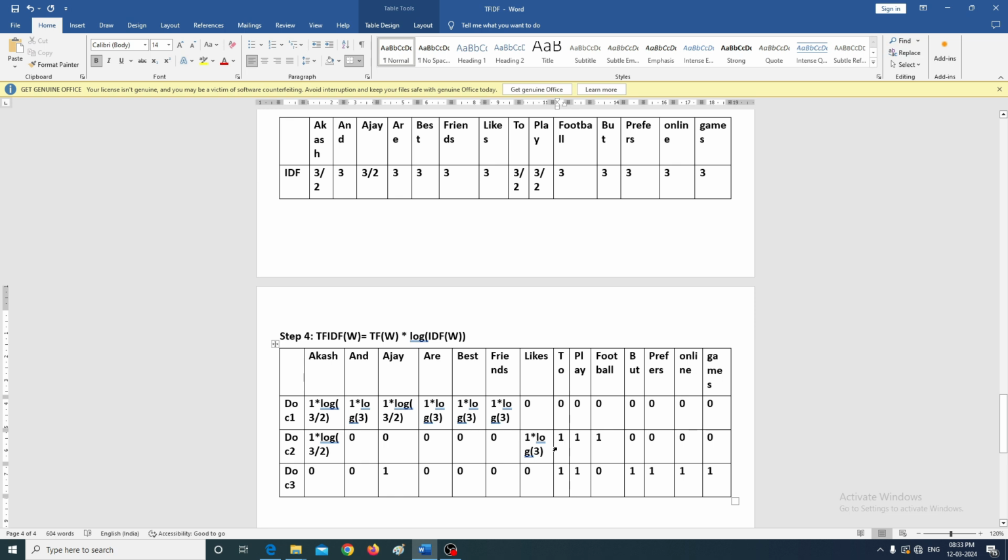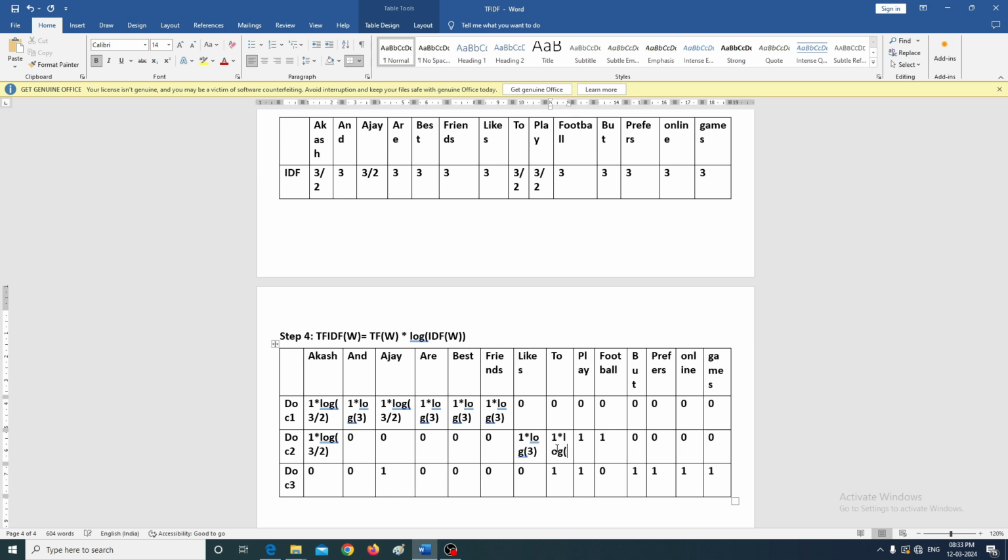I am multiplying this with 1 into log of IDF of W, IDF of 2 word. IDF of 2 word would be 3 by 2. So IDF of 2 would be 3 by 2. So here I am placing 3 by 2 here.